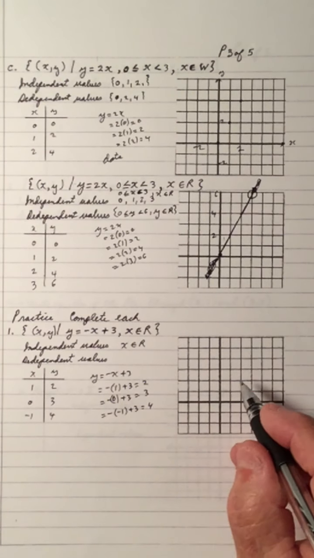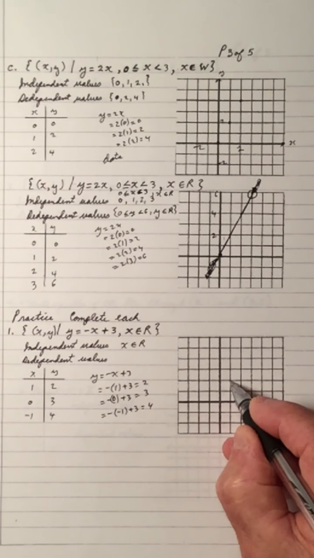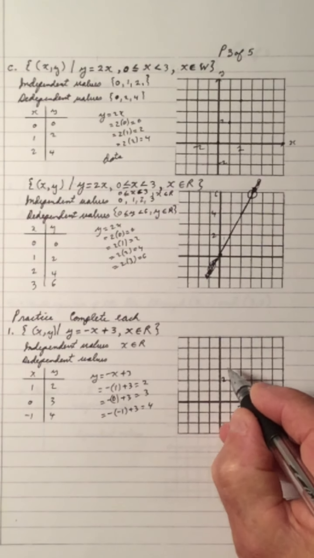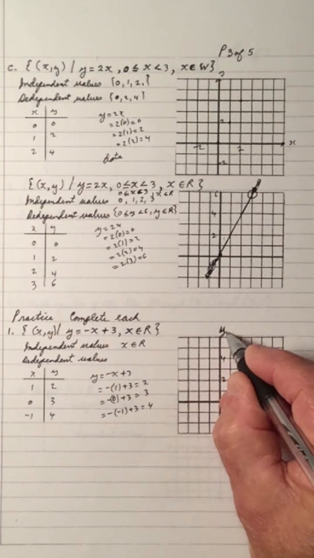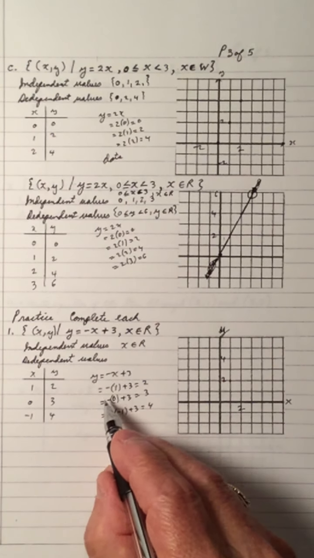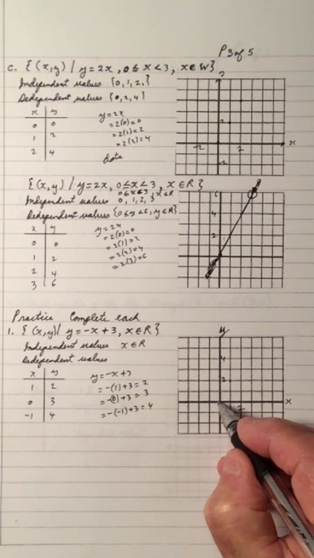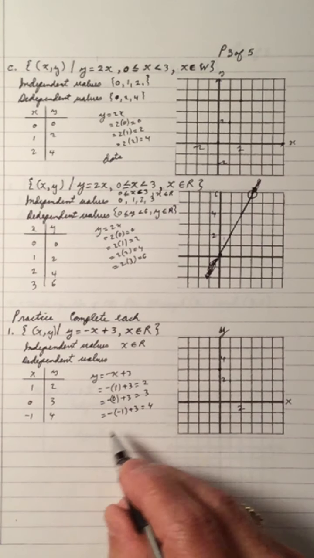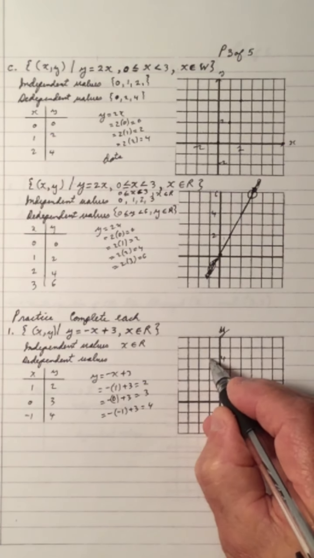Now remember, I have to graph using some points. So 1 gives me a 2 again. I forgot to put these numbers in. Here we go. So 1 gives me a 2. 0 gives me a 3. And a negative 1 gives me a 4. X is negative 1, y is 4.